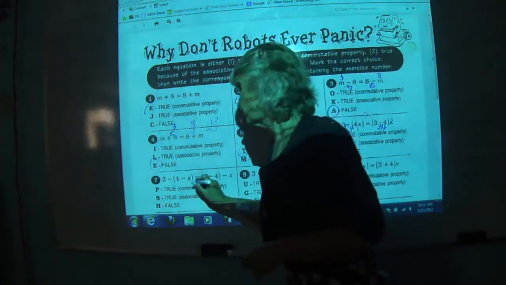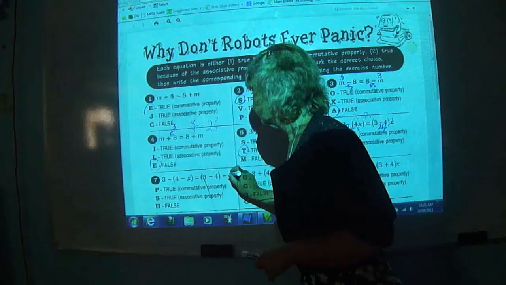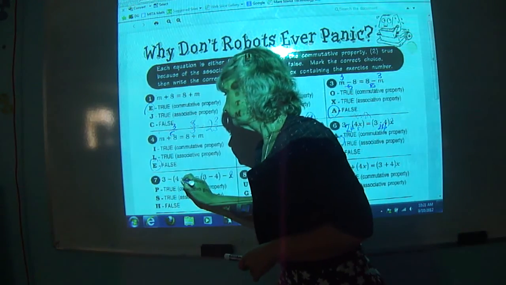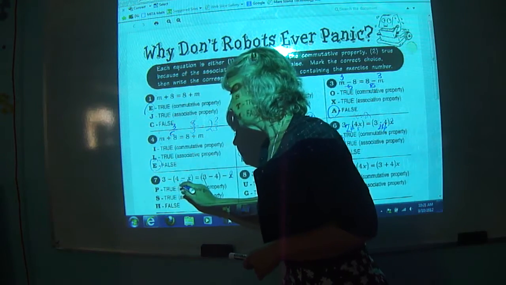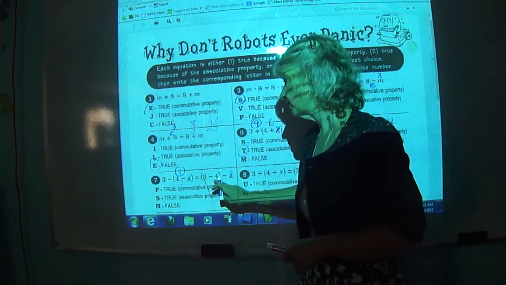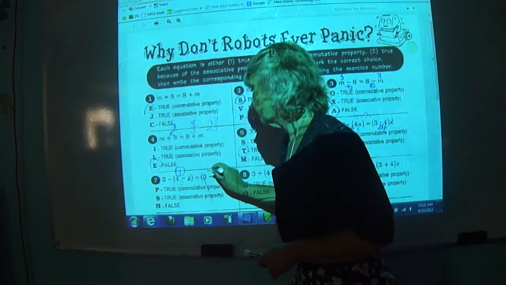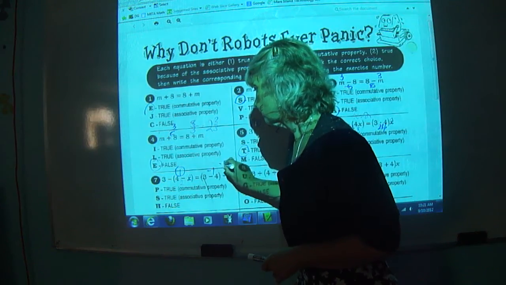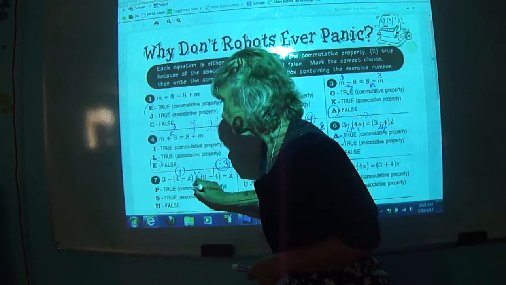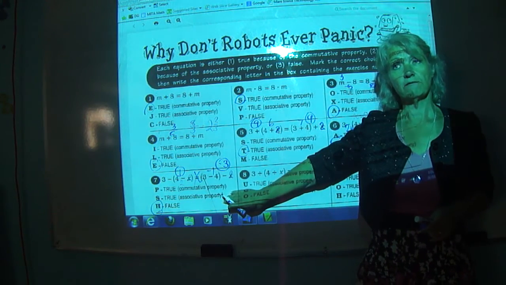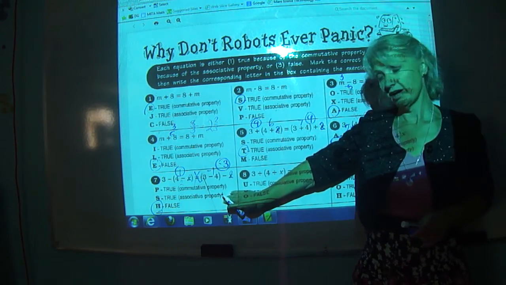With subtraction, again, let's take 2, because it's a nice easy number. What's 4 minus 2? 2. What's 3 minus 2? 1. So that side would be 1. 3 minus 4? Negative 1 minus 2 is negative 3, and that is not true. That is a false statement. They made it look like the associative property, but it's not.